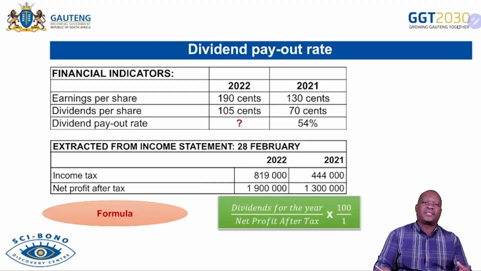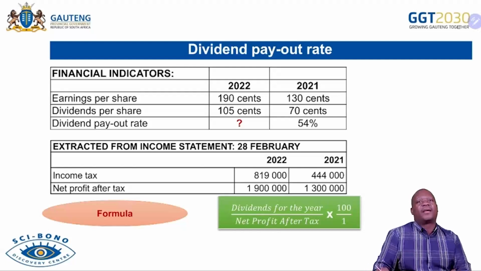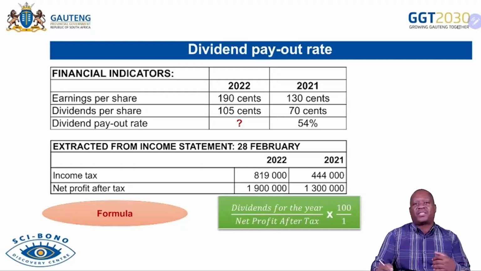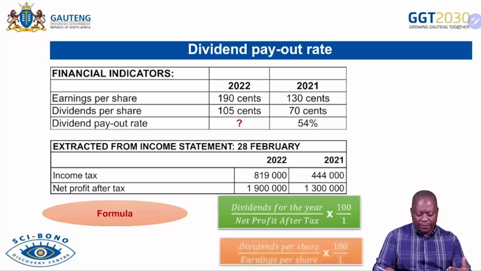Now, the first formula says dividends for the year, which is total dividends for the year. And remember, total dividends is the result of the interim dividend plus the final dividend. Dividends for the year divided by net profit after tax. Remember, net profit after tax is our earnings. That's what we have earned as a business. And then we multiply by 100 because we want our answer to be a percentage. But there is another formula that we can use.